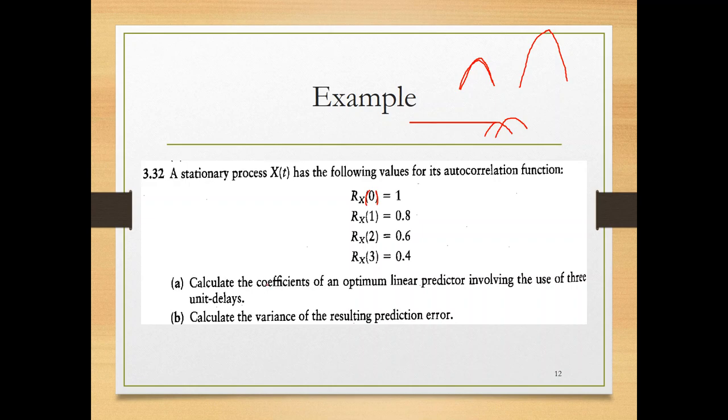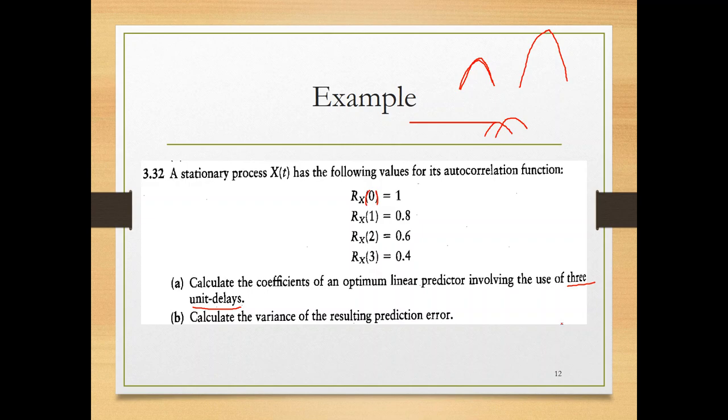Now, what's required is to calculate the coefficients of an optimal linear prediction involving the use of 3 unit delays. So from this, how many coefficients do you have? 3, because I have 3 unit delays. 3 is very important here, because if I give you 2, the solution will be completely different. If I give you 5, you will not be able to solve it by hand. You must go to MATLAB, because you cannot find the inverse of a 5 by 5 matrix. You didn't learn this in linear algebra.